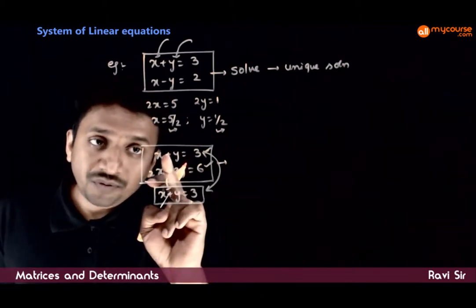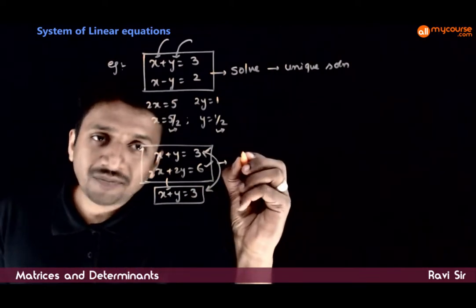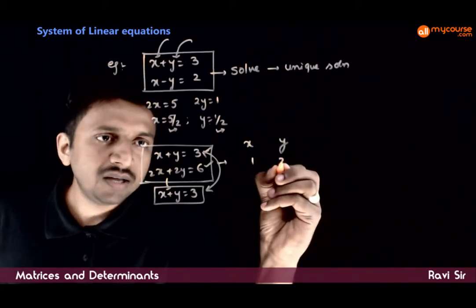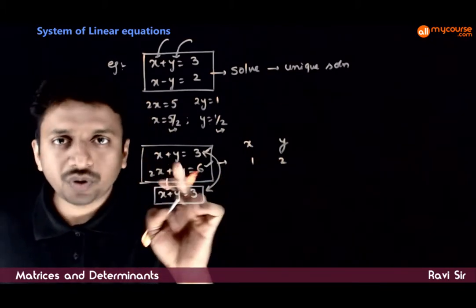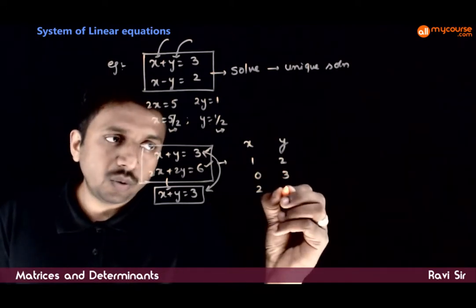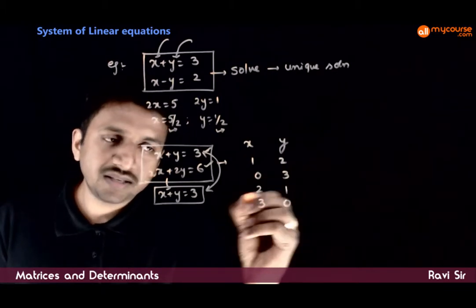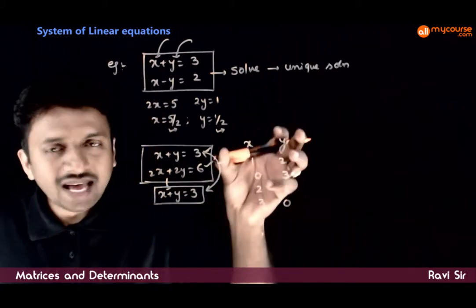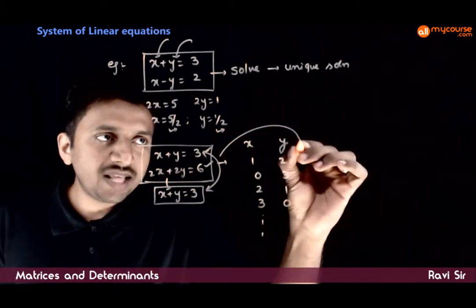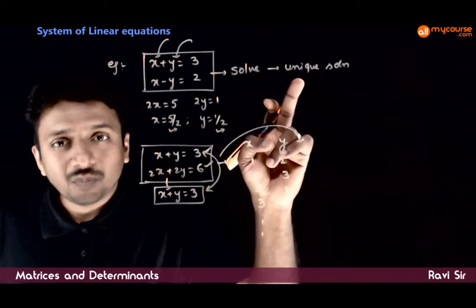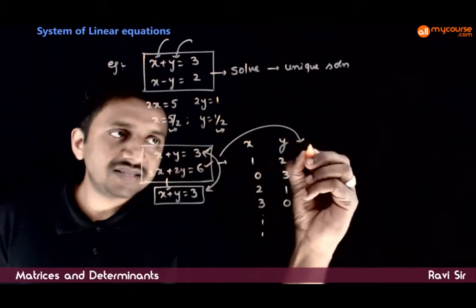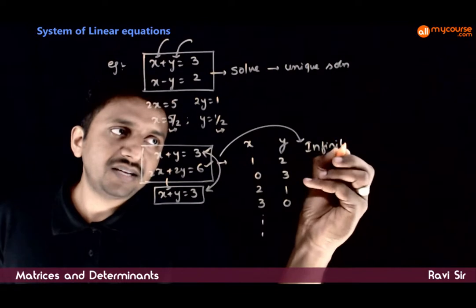If you look at the solutions of this equation, you can have many different possible solutions for x and y. That is, if x is equal to 1, y is equal to 2, both the equations will get satisfied. x is equal to 0, y is equal to 3; x is equal to 2, y is equal to 1; x is equal to 3, y is equal to 0, and so on. So you can have an infinite number of solutions to this set of equations. If there is more than one solution, we say that it does not have a unique solution. So in this case, this system of equations will have infinite solutions.